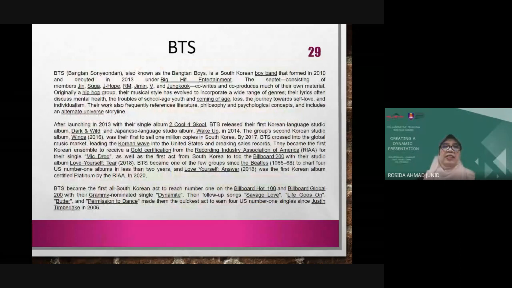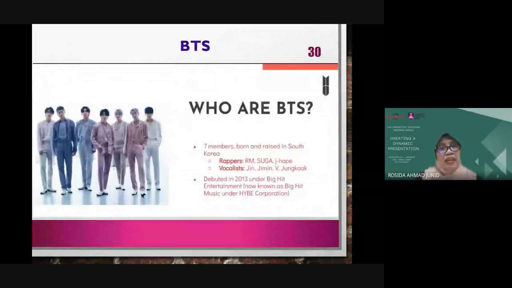Another example. You have to read: BTS, also known as the Bangtan Boys from South Korea. Read it and then look at the font. It's too small, right? But what if I don't have this, but I have this instead? Look at that. Who are BTS? I have the picture of the group members and look at the information that I have. Short, precise, clear. Everything about them.